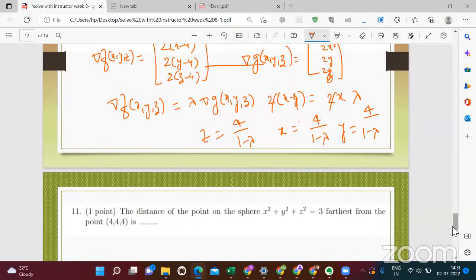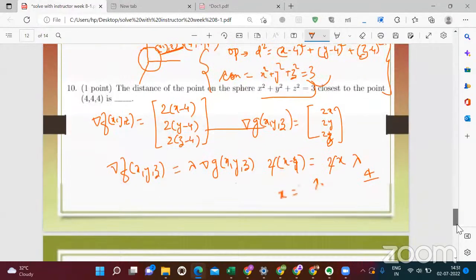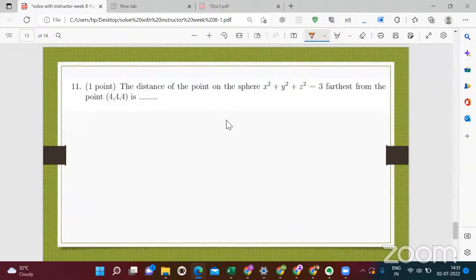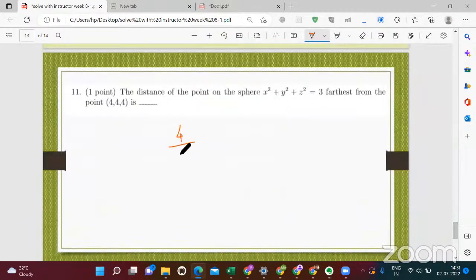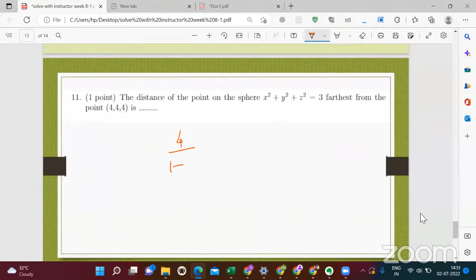Okay. So now what you can do is put it in the constraint equation. What is the constraint equation? X square plus y square plus z square, and x is 4 upon 1 minus lambda, right? So 4 upon 1 minus lambda, whole square into 3 equals 3, right? This is what we are getting.